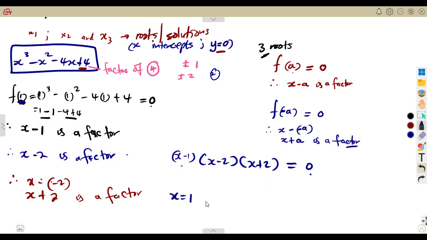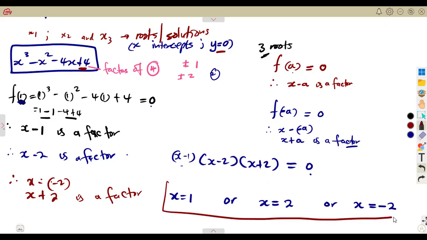So x is equal to 1. Transpose -1 to the other side, it becomes a +1. Or x is equal to what? -2 to the other side, it becomes a +2. Or x is equal to what? The 2 to the other side, it becomes a -2. These are the x values, the x intercepts of our cubic function.